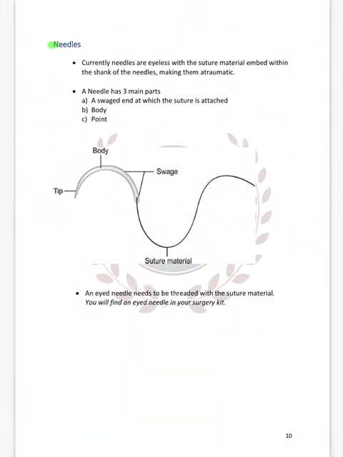Now see, talking about the needle. Your suture material has to be inserted in the needle. So see, this is the tip of the needle, body of the needle, and this is the source of the needle. So where do you hold the needle? It is held at the junction of 2/3 and 1/3 from the tip. This is important that you need to know.